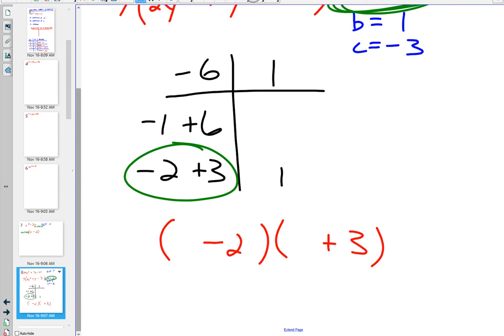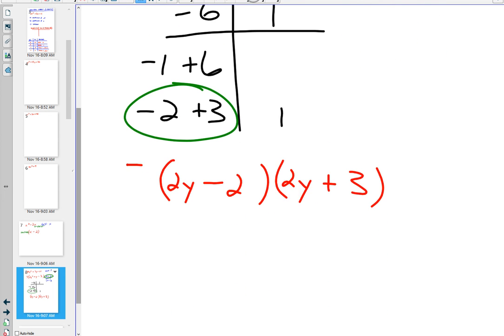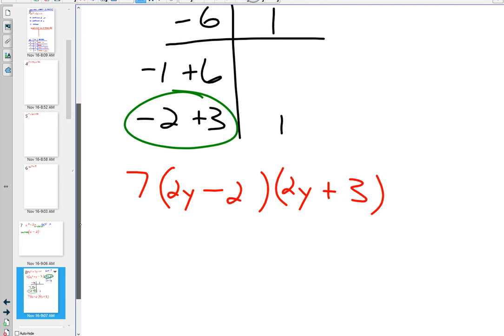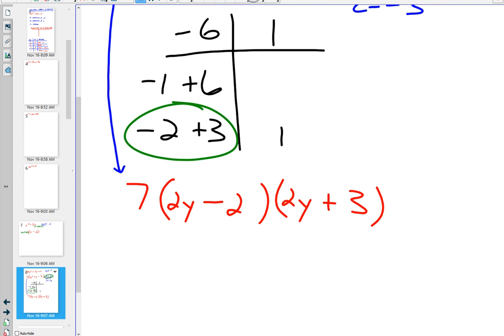If here A is not 1, I'm going to go in each parenthesis and write 2y. Also, we can't forget that at the very beginning we took out a 7 that needs to stay in front. That's just dropping down. But the thing is, we're not done. Remember that this is the opposite of the distributive property. At any point in this process, and this is kind of why I don't like this method, but it tends to be simpler for the children, if I FOIL this, I'm not going to get what I started with, so that's a problem. But there's a way to fix it.